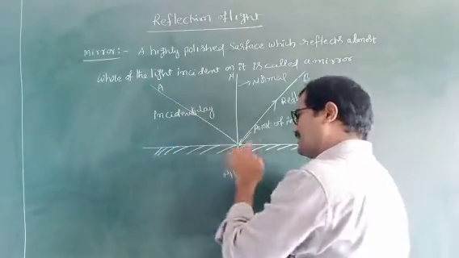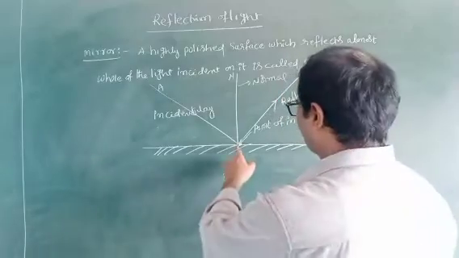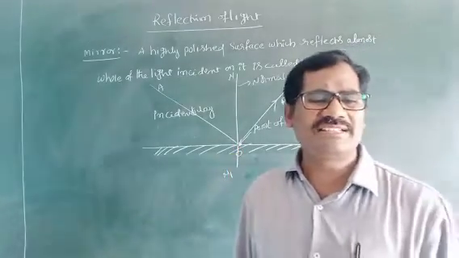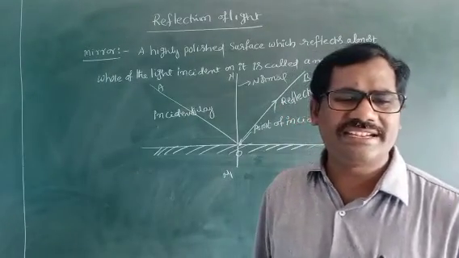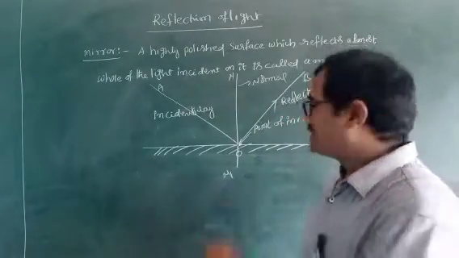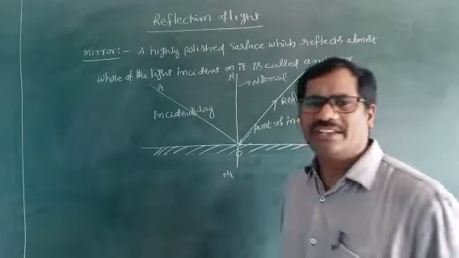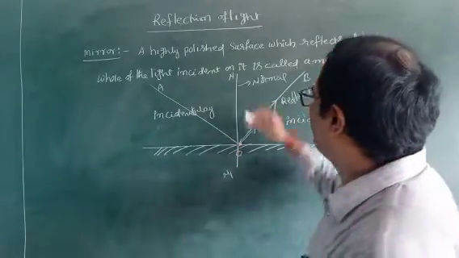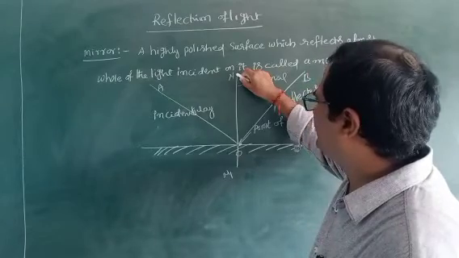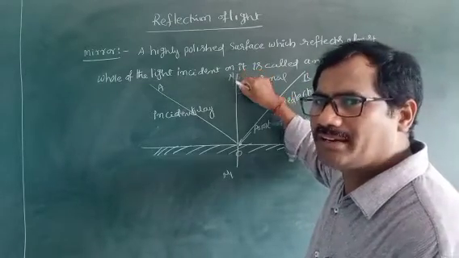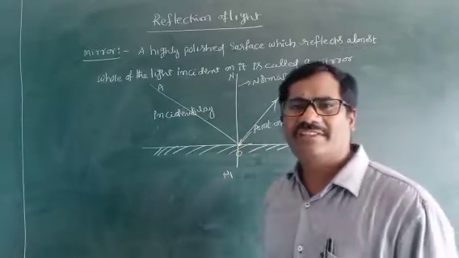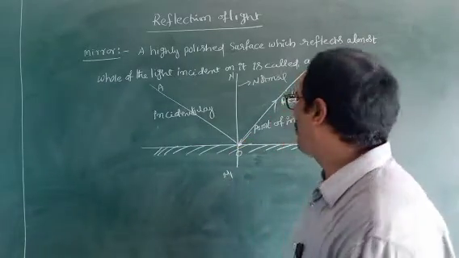That is the incident ray, and it is the point of incidence. Point of incidence means the point at which the incident ray strikes the reflecting surface. Next, a line drawn perpendicular to the plane of the surface at the point of incidence is known as the normal.